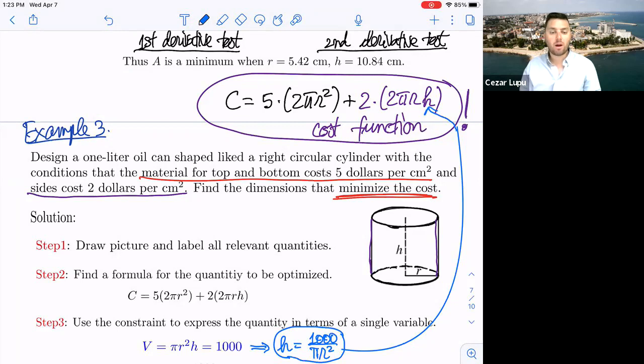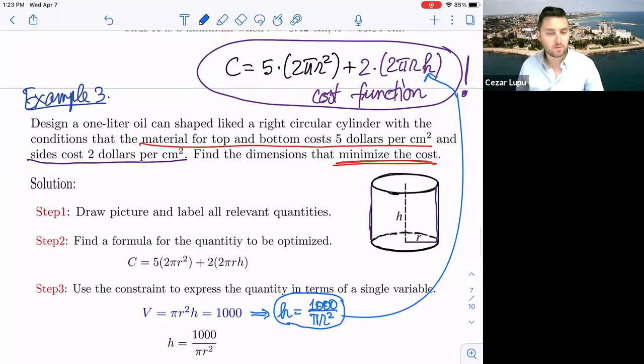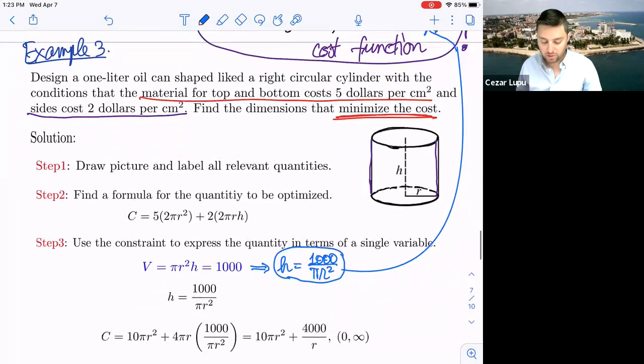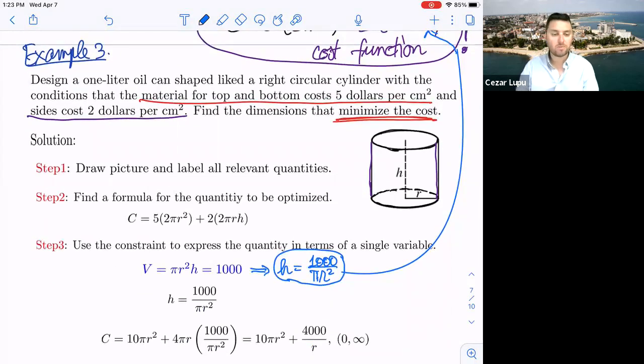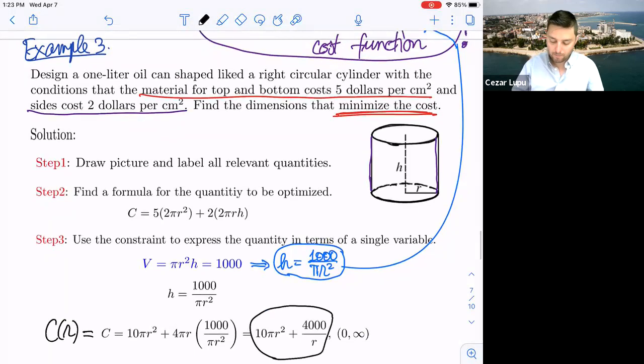And now the cost function will be a function of a single variable. So let's do that. Again, h is 1,000 over pi r squared. Once we do this, we're going to end up with this. So this will be my cost function, C of R, a function of the variable R, defined on 0 to infinity, real valued.